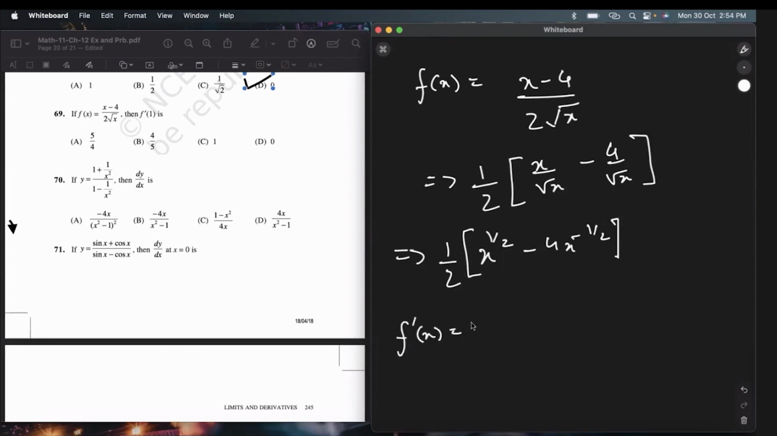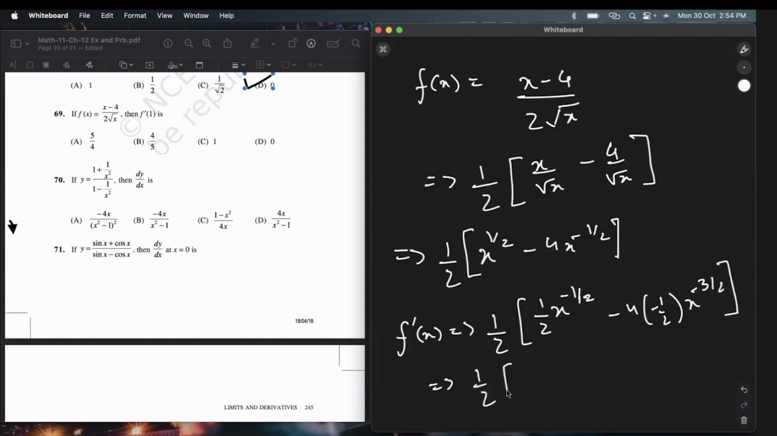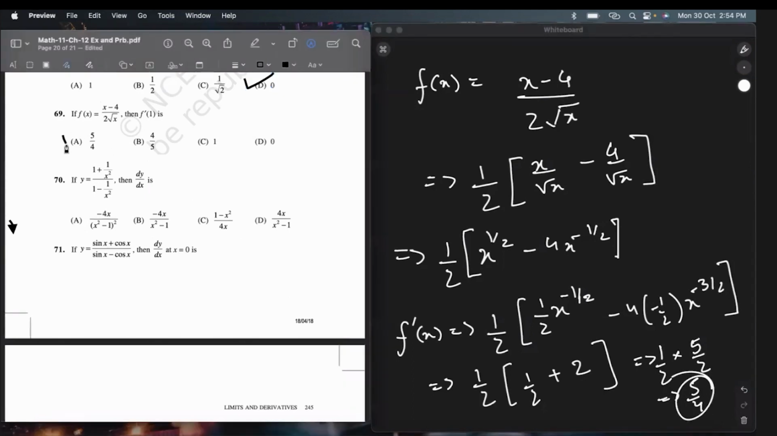If I can find f dash x, then it will solve all my problems, right? Half will come here, x to the power minus 1 by 2, and minus 4 times minus 1 by 2 times x to the power minus 3 by 2. All right. So this is what my f dash x is. Now, if I put the value for x equal to 1, what am I being left with is this. Minus minus will give me a plus 2 and x is 1. So this is half times 5 by 2. So this is 5 by 4. This will be your answer for this question. All right. Now, moving on to the next question.